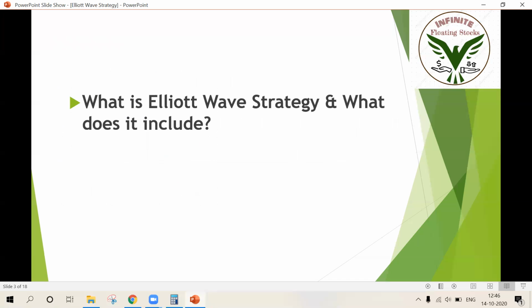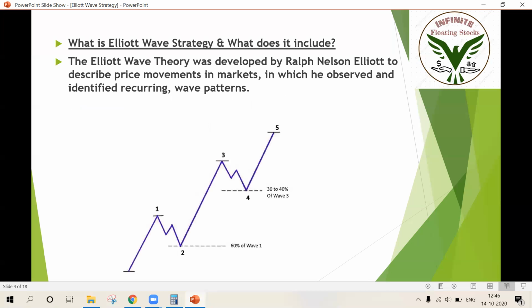So what is the Elliott wave strategy? What does it include? It's very simple. I'll be revealing the definition in the next slide. Yes, this is Elliott wave. It looks like a wave, so we call it Elliott wave. Elliott wave theory was developed by Ralph Nelson Elliott to describe price movements in the markets, in which he observed and identified recurring wave patterns. So this is the definition of the Elliott wave strategy.